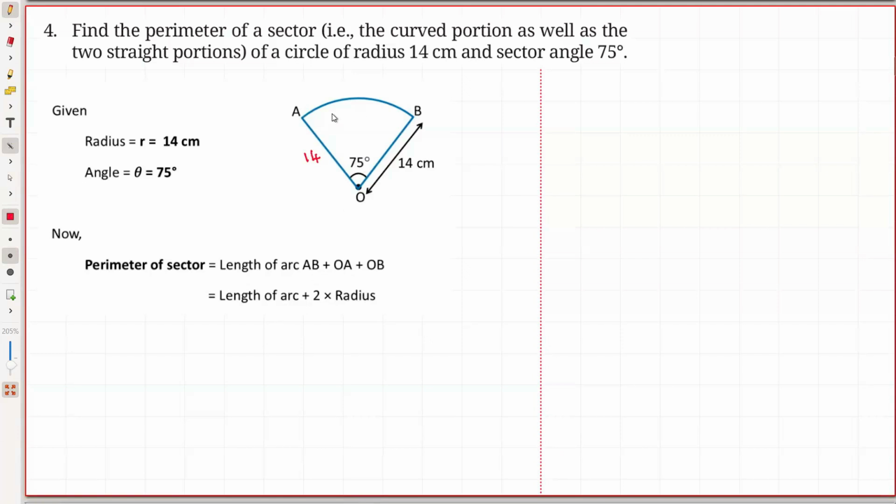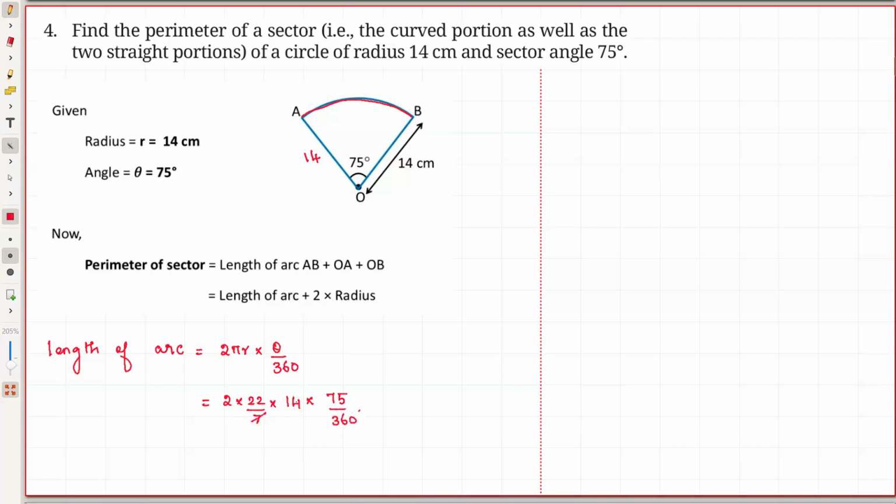So first you can find out the length of an arc. So this portion you have to find out the length of an arc. We know the formula for length of an arc: 2 pi r into theta by 360. So we have to use the formula and find the length of an arc. So 2 into pi value 22 by 7 into radius is given as 14 into theta, which is 75 by 360.